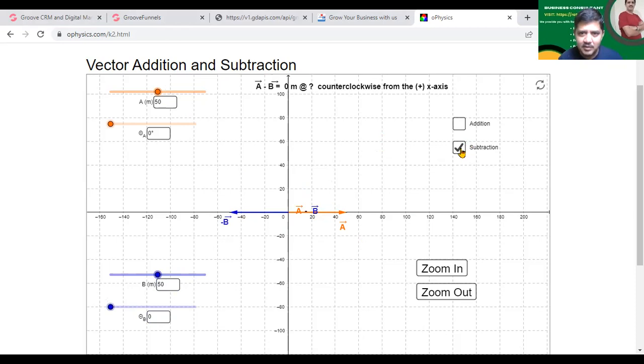There is no resultant. Then you should ask me, where is the resultant here? See, the resultant is here. The black color arrow is showing you the resultant. See here, there is no black color arrow at all. Gone. Okay.